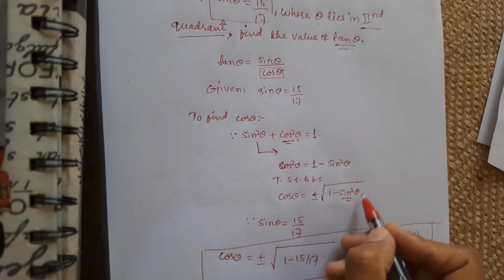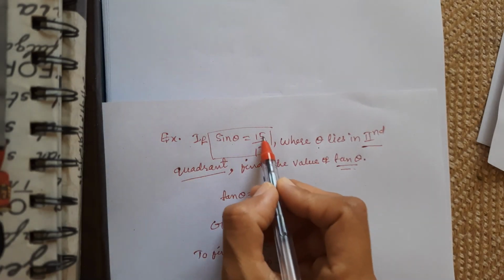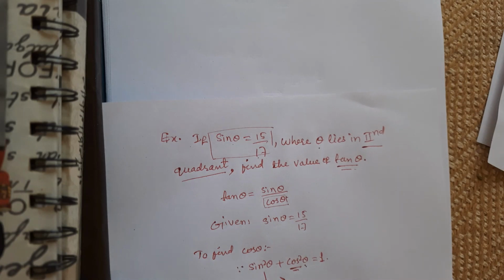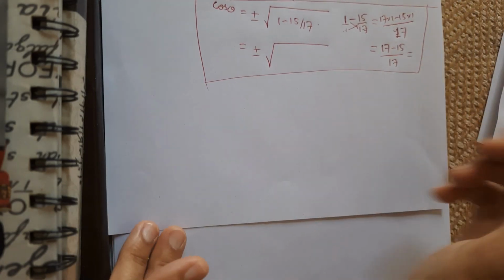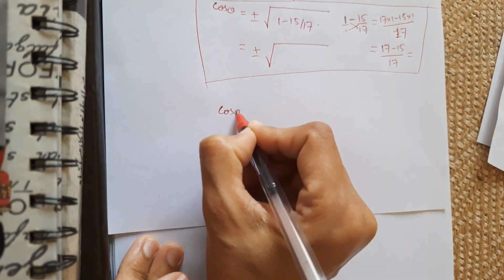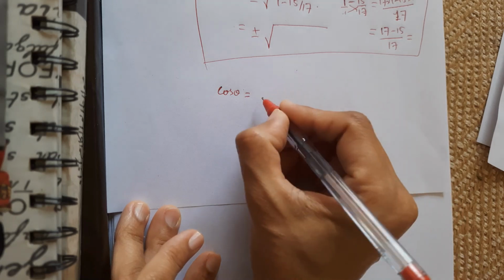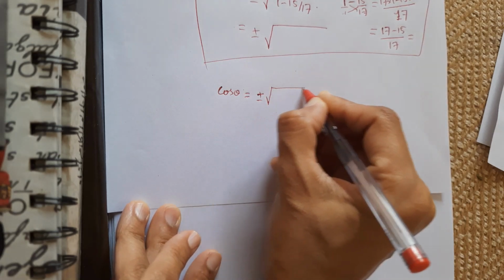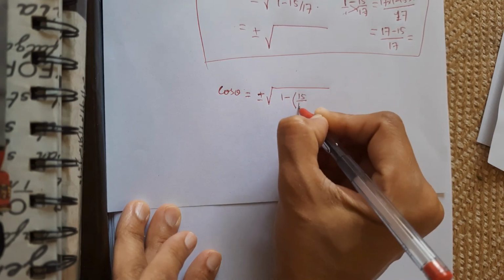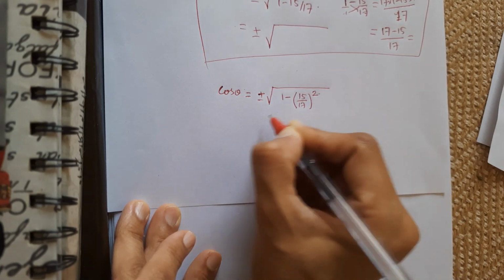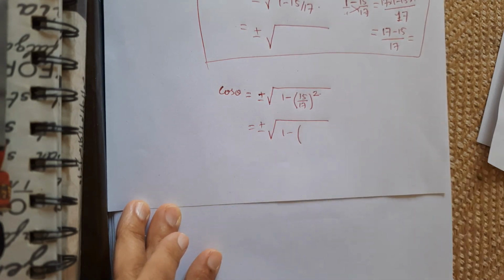So this is the identity that we got. Now the value of sine theta is given, 15 upon 17, so I am just substituting the value here. What I got here: cos theta equal to plus minus root 1 minus sine square theta. So sine theta is given 15 by 17 squared. Now just solve this and we get the value.